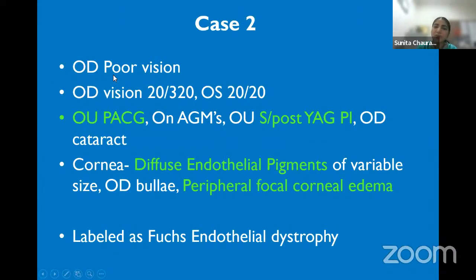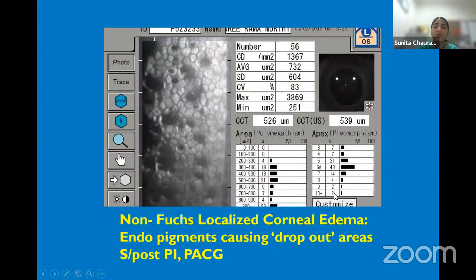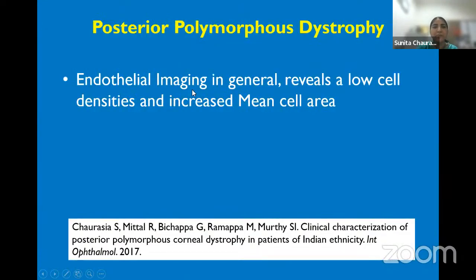This is another patient who had poor vision in the right eye, and OD vision was 20/320, left eye was 20/20. He's a patient of PACG on anti-glaucoma medication. The cornea on clinical examination showed diffuse endothelial pigments of variable size, and there was peripheral focal corneal edema, again labeled as Fuchs. There are dropout areas, but if you look at the specular correlation, it is not Fuchs, because these are mainly cast as shadows, appearing as dropout areas, because of the pigments on the endothelium.